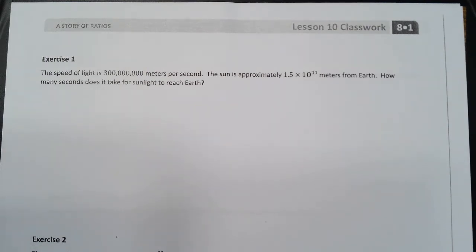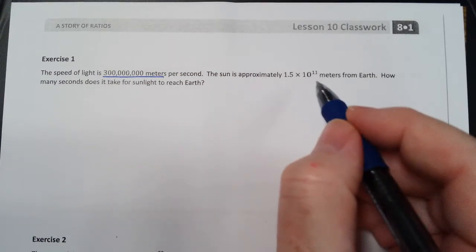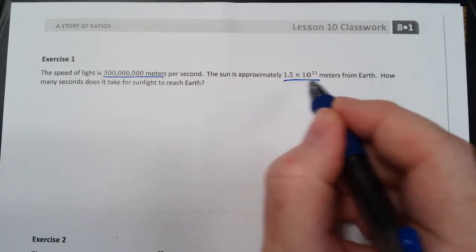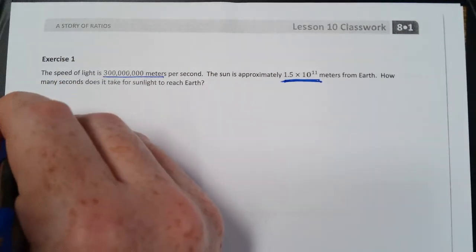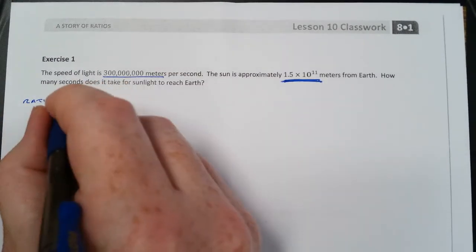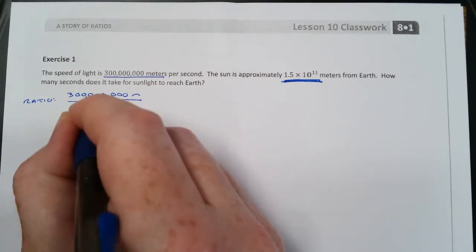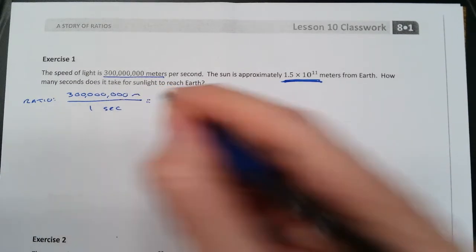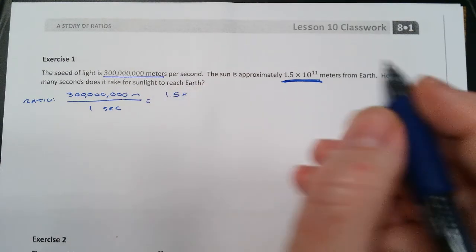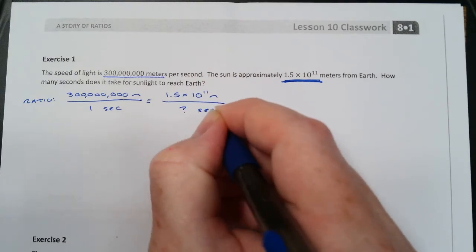So what we need to do is, okay, light travels that far in 1 second, and Earth is that far away. So light, let's look at our ratio again. Light is 300 million meters in 1 second. And we want to see, okay, how many seconds for 1.5 times 10 to the 11th meters? Question mark, seconds.